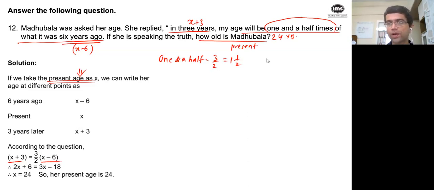Yes, Savita, 1.5 times. So 1.5 is 1.5. And can I not write 1.5 as 3 by 2? This is just for the ease of calculation. Right? 1.5 is 3 by 2, Savita.